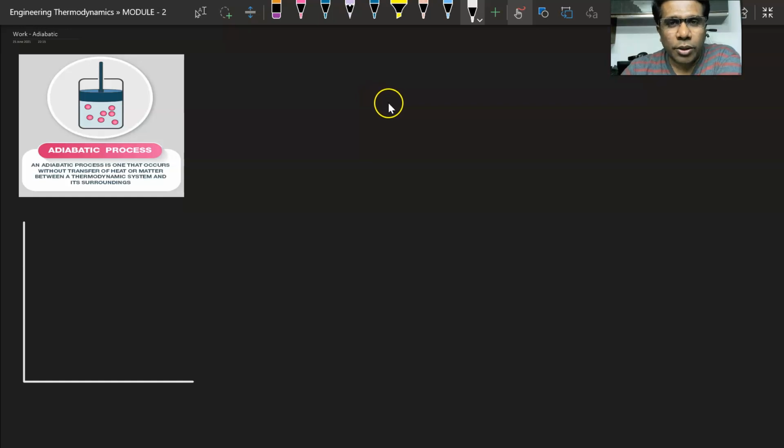It's time for us to learn the adiabatic process. Adiabatic means absolutely no heat transfer, and that is achievable when you have some kind of adiabatic wall. For example, here you can see that there is a clear-cut adiabatic wall being provided, and whatever process happens here, there is no heat transfer in and out of the system.